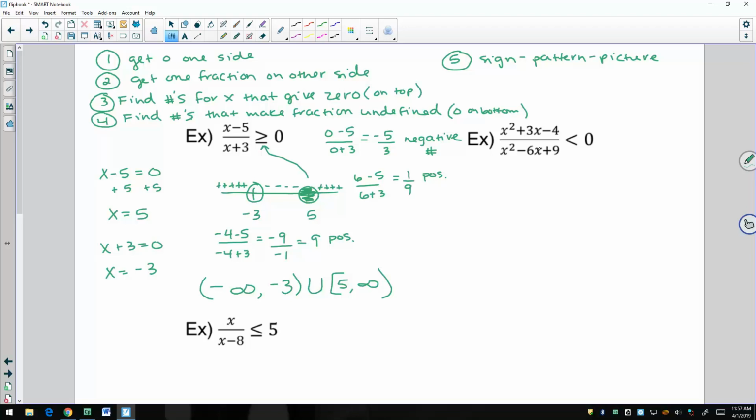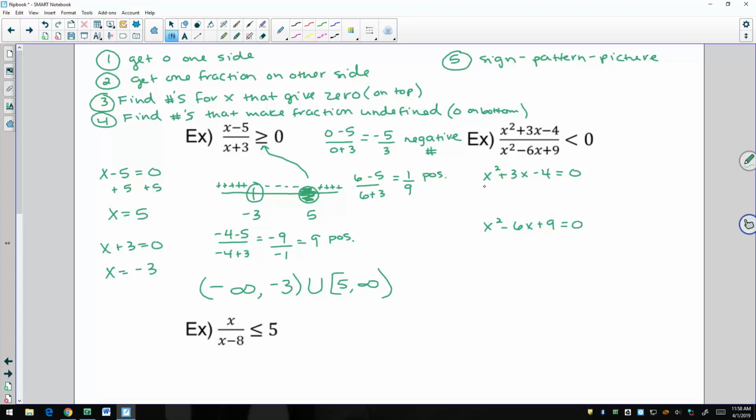Okay, the next one. This time, we don't have to do steps 1 and 2 again, but the top and bottom are a little bit more complex. The tops, you have to find where you get 0. That's where you set the top equal to 0. You can just remember in your head that you are setting both the top and the bottom equal to 0 and solving, and those are your special numbers that you use for your sign pattern picture.